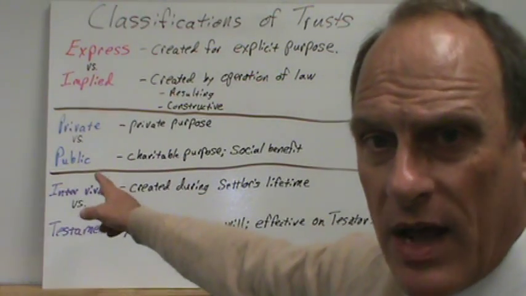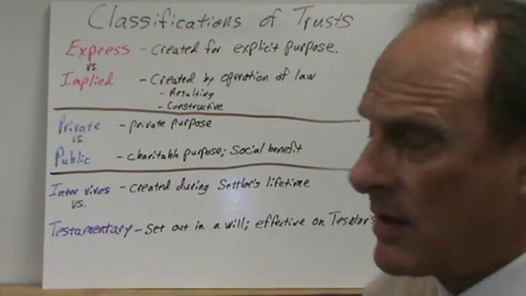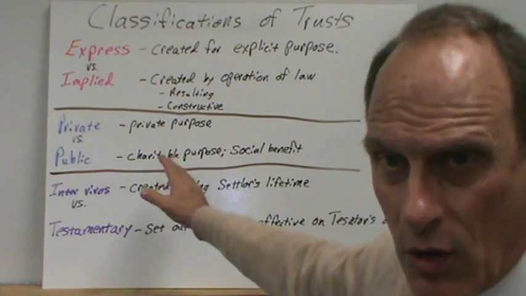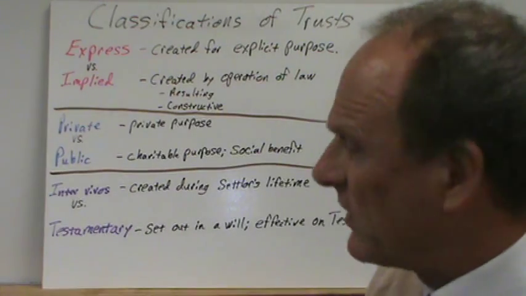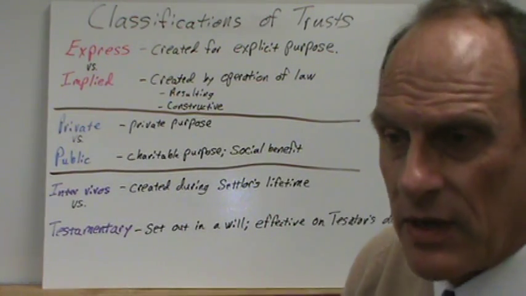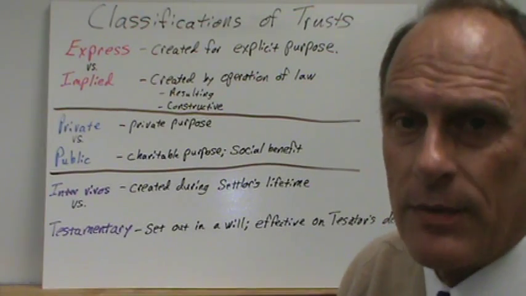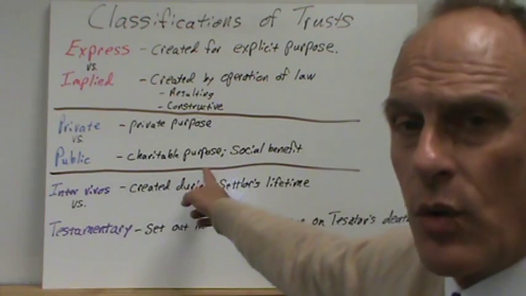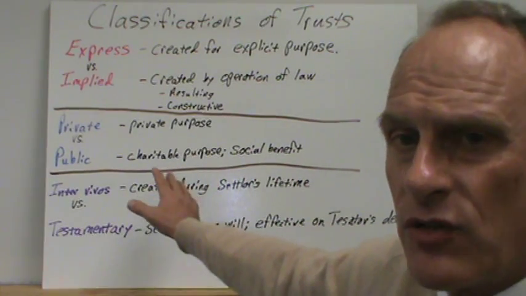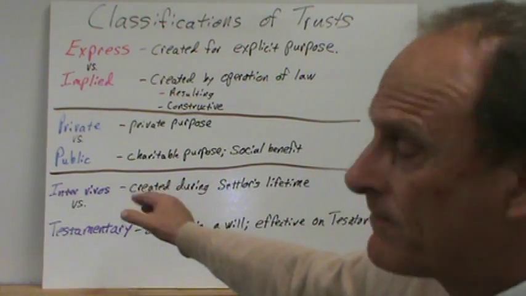Trusts can be private or public. The private trusts are generally going to be benefiting particular people, a family, particular family members, that sort of thing. Whereas a charitable trust is going to be a public trust, used for some social benefit, a charitable trust of some kind.